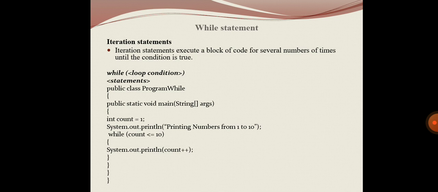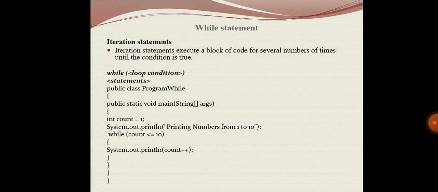Then next let us see about the iteration statement. The iteration statement executes a block of code several times until the condition is true. The while statement is one of the looping control statements that executes a block of code while a condition is true. The loop will stop the execution if the testing expression evaluates to false. The loop condition must be a Boolean expression.